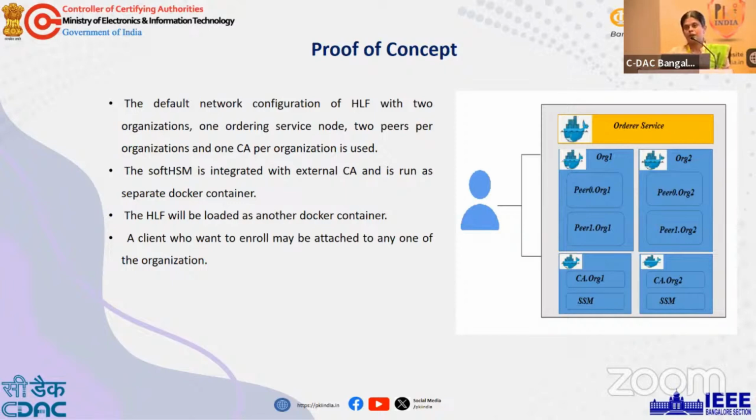The soft HSM, the CA that we have developed, and the Hyperledger Fabric, into which the CA has been integrated, are hosted as Docker container services for security purposes and continuous running. So we hosted the CA as an independent Docker. To enable integration feasibility, we also tried hosting the secure software module, that is the software HSM, integrated with an external CA, running as a separate Docker container. The Hyperledger Fabric is loaded as another Docker container.